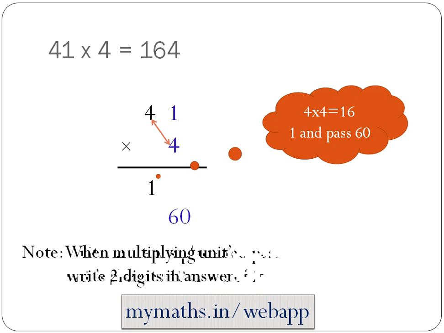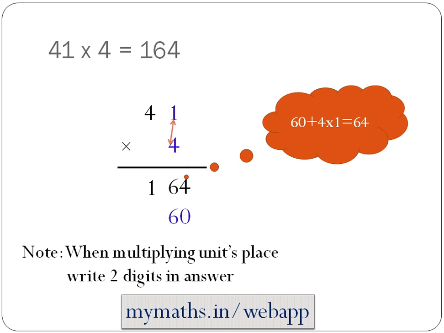Now the second multiplication is 4 times 1. So 4 times 1 is 4 and the passed 60 we will add. So 60 plus 4 is 64. So 41 times 4 is 164. This way we can write the answer left to right by passing the digits. Here the rightmost part should have 2 digits.